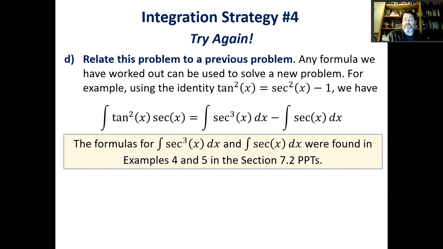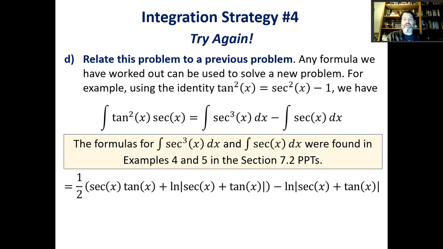Right? We actually proved both of those in section 7.2. And they're just formulas. So if you went through the proofs, you can just pop the formulas in. You don't have to work through the problem again. If you know the integral of secant cubed is 1/2 secant tangent x plus natural log of the absolute value of secant x plus tangent x, then go ahead and write it down.